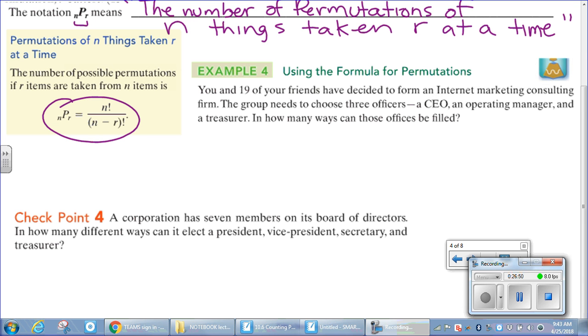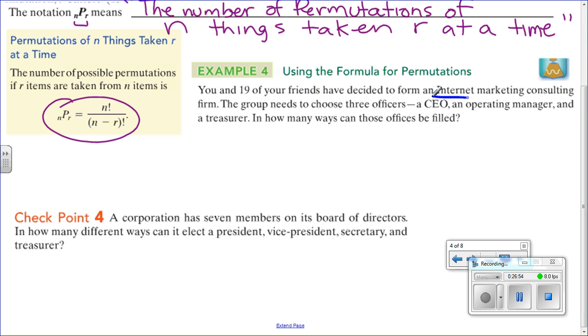Okay. So you and 19 of your friends have decided to form an internet marketing consulting firm. 20 people. Yeah, you probably shouldn't. The group needs to choose 3 officers, a CEO, an operating manager, and a treasurer. Do you guys think that matters? Who's the CEO? Yeah, so order matters. So that's how you know you have to use a permutation.